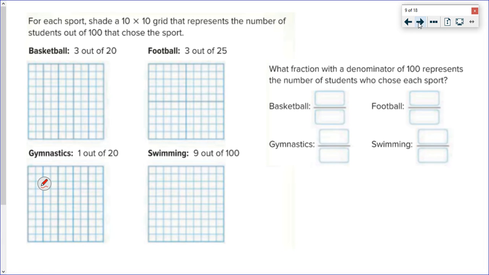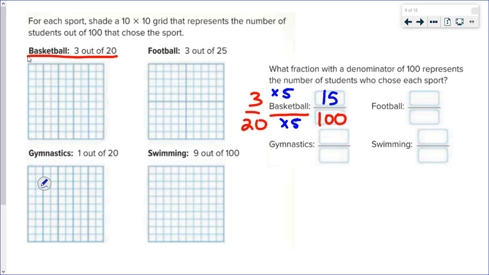So for this first one, it says basketball. And I see basketball over here as well, right? So basketball, it says 3 out of 20. So then for each sport, it says shade the 10 by 10 grid that represents the number of students out of 100. So if 3 out of 20 students chose basketball, how many would that be out of 100? Well then all I have to do is figure out how to get from 20 to 100. So if I was going from 20 to 100, I would do 20 times 5, which means I'm going to get to 100. So that means 3 times 5 up here, which means that 15 out of 100 chose basketball.